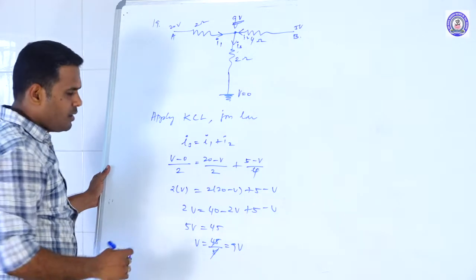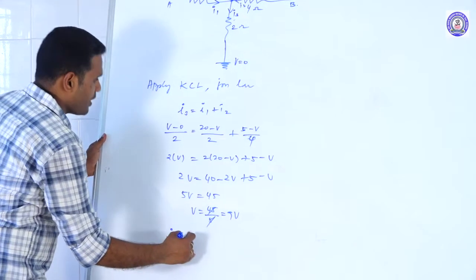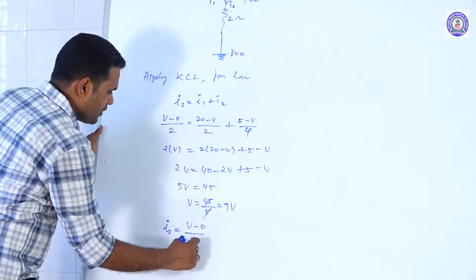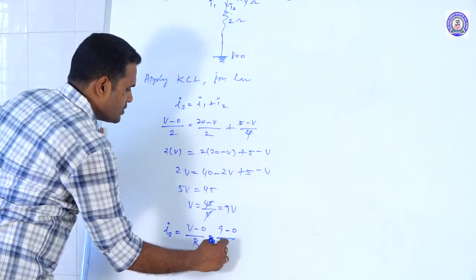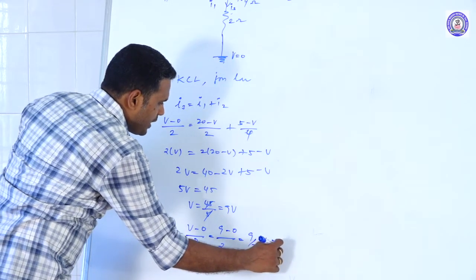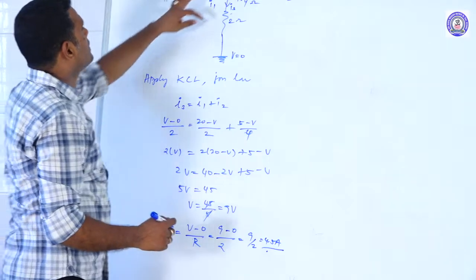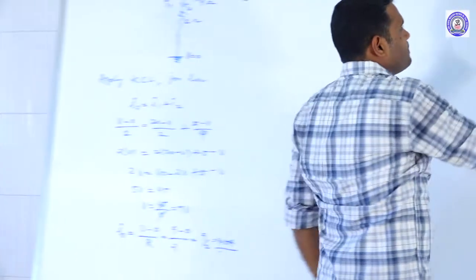Potential is 9 volt. We are asked to calculate the value of current. I3 is equal to V divided by R, (V minus 0) divided by R. V is 9 volt minus 0, divided by 2 ohm. So 9 by 2 is 4.5 ampere. The current through this path is 4.5 ampere. Option is A.